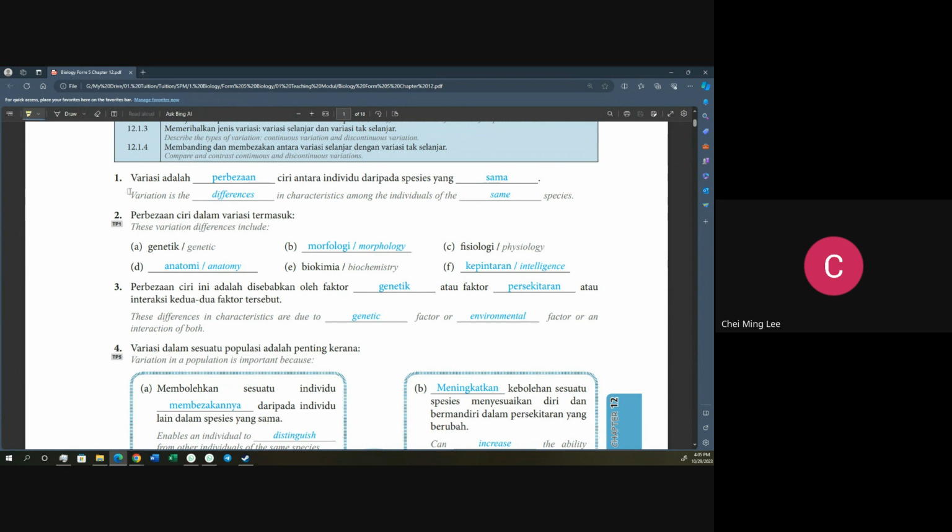Okay, in some sense, we are talking about the difference between each body, or we can say each individual. Normally we will call each body within, when we say they are from the same species. Like they are included in genetics.